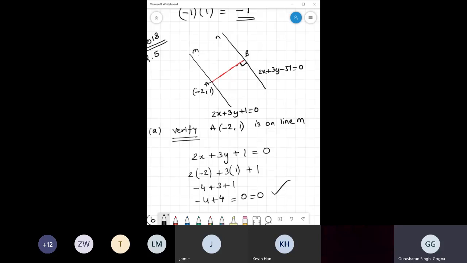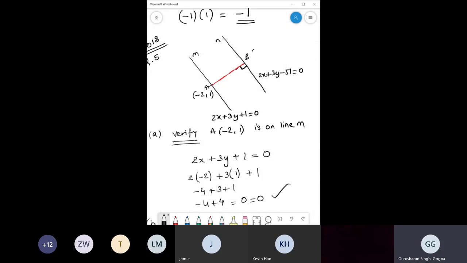So you already have the diagram here. We need to find out the coordinates of point B. So how will you find out the coordinates of point B? Okay, let's imagine coordinates of point B is (a, b). So we need to find out the coordinates of point B.